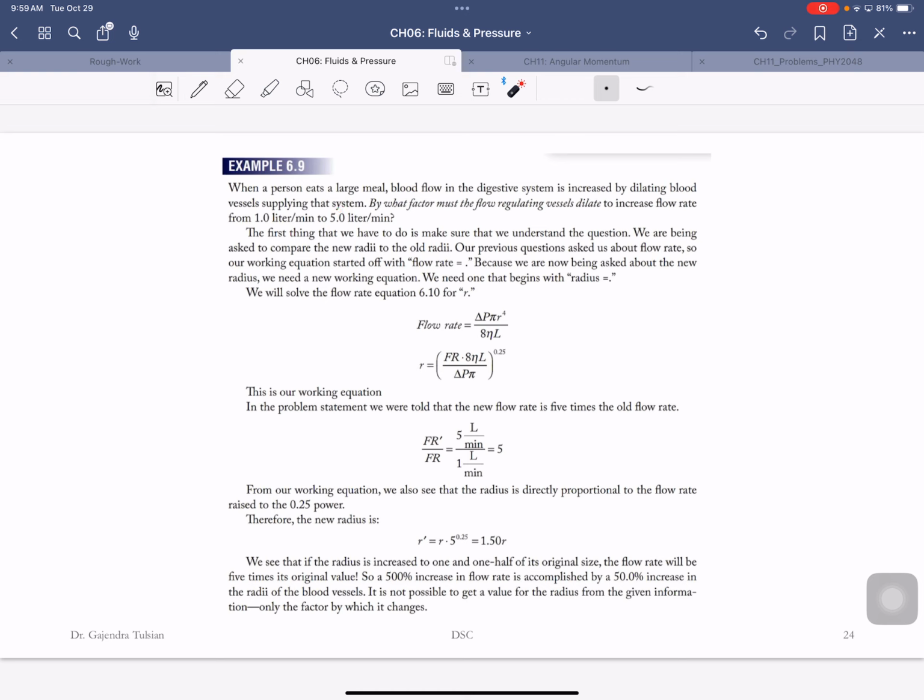And this problem goes through the calculation, and what it shows is if you dilate the blood vessel by 50%, so you increase it to 1.5 times its original radius, the flow rate has increased by 500%.